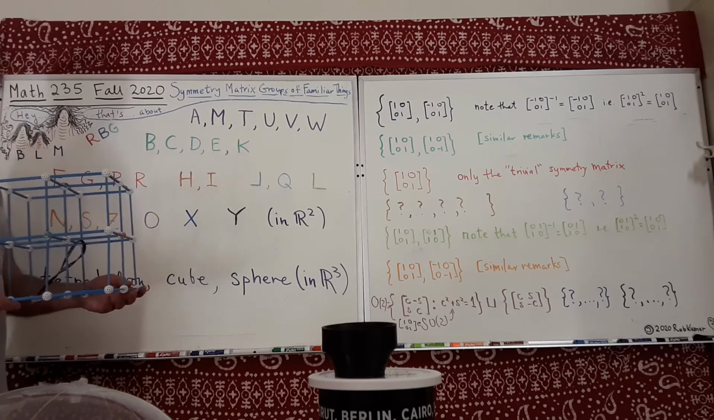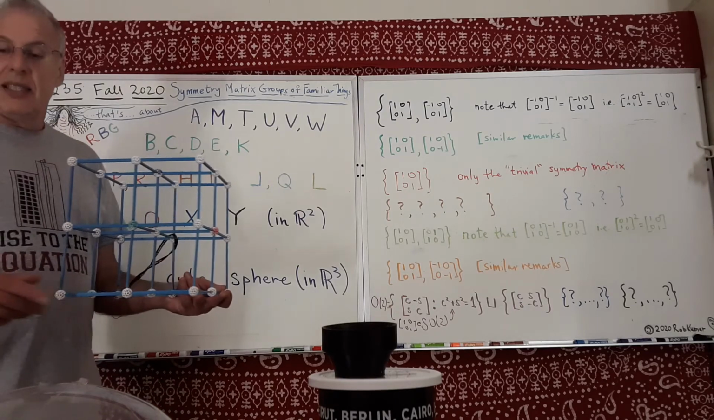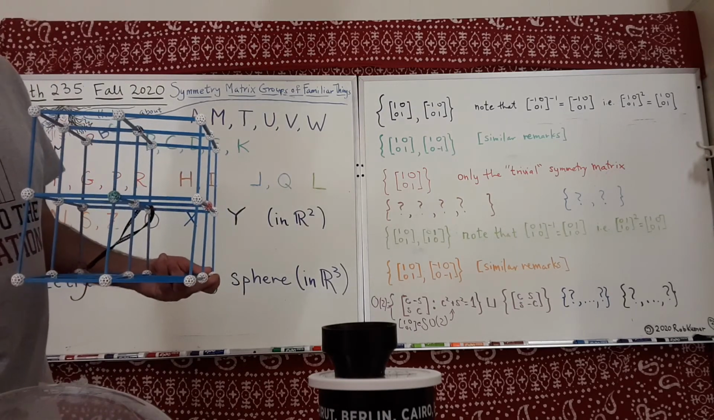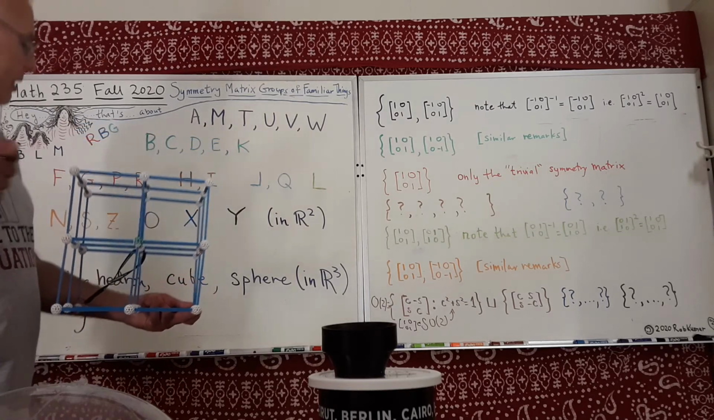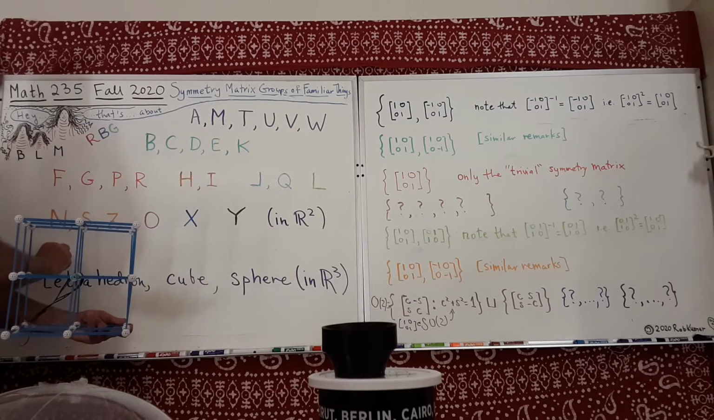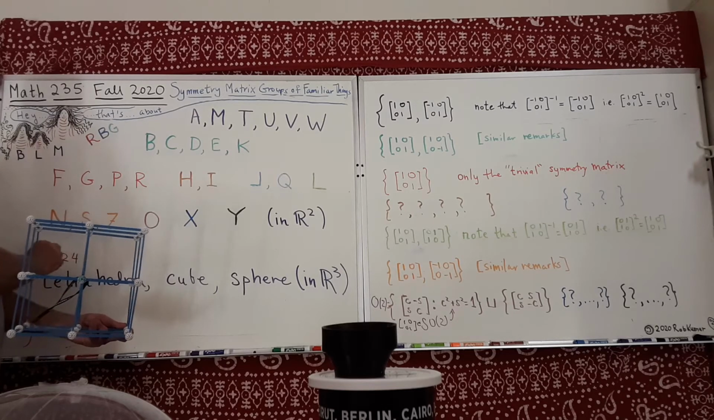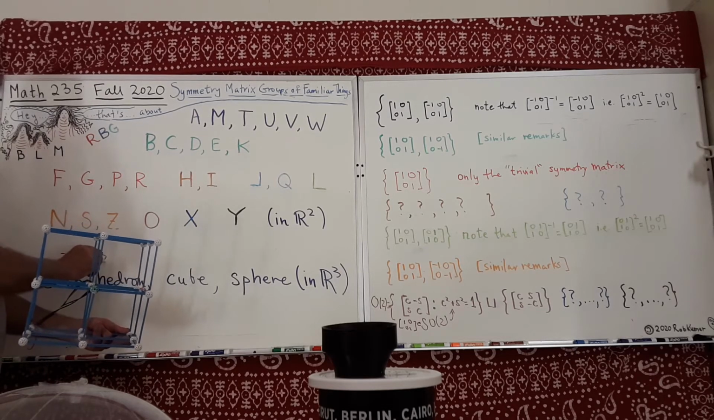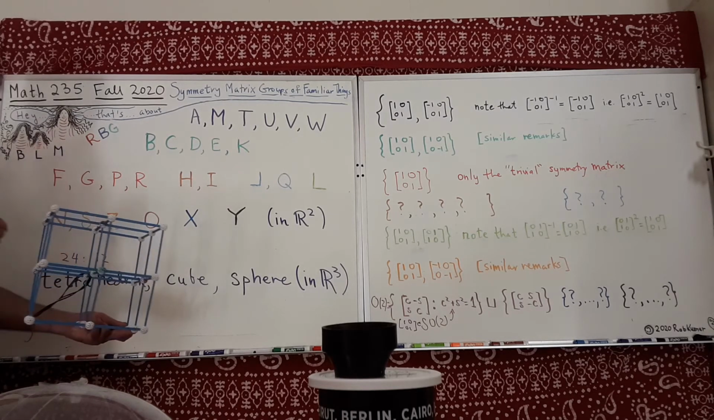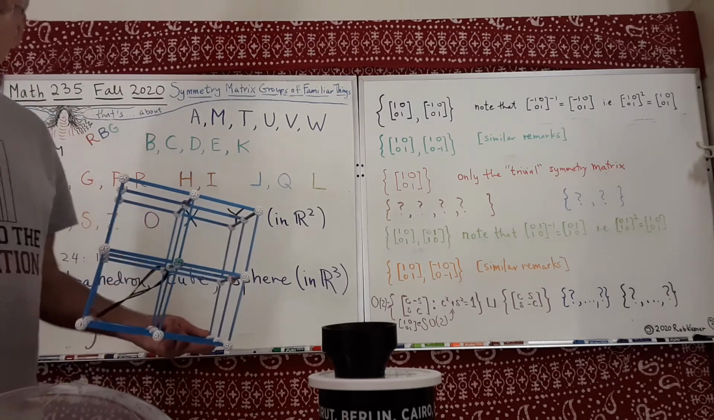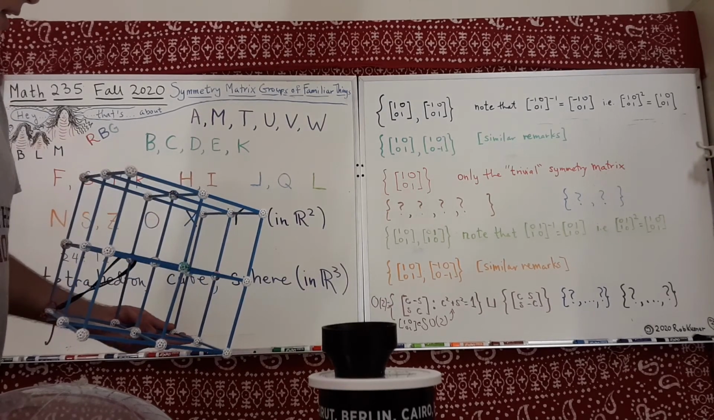So the challenge is to find the matrix of symmetries for this guy, and I'm going to give you a hint. It's a pretty big set of symmetries. Depending on whether you allow reflections or rotations, it's either 24 or 12. If I allow reflections, it's 24, or if I don't allow reflections, then there's just 12 of them.